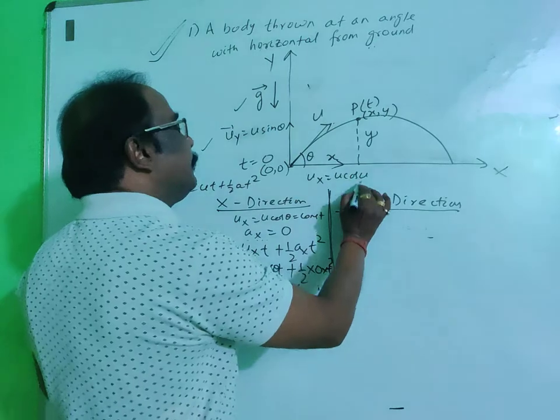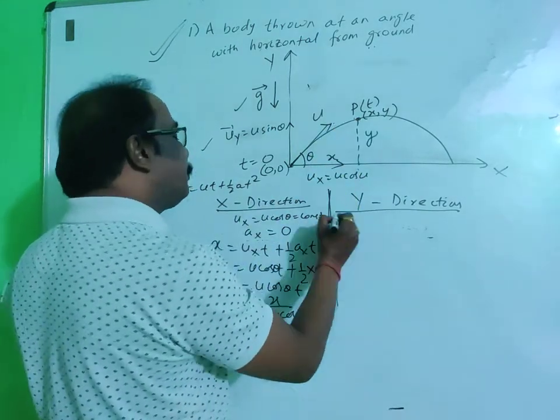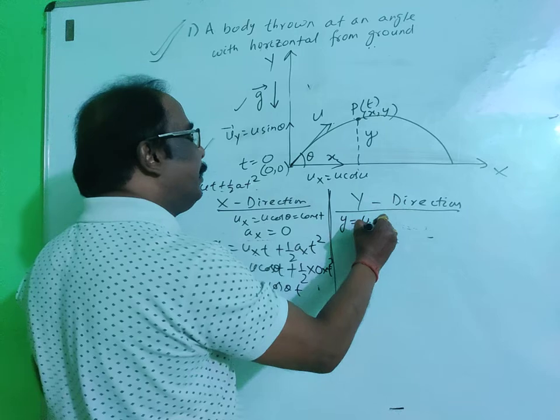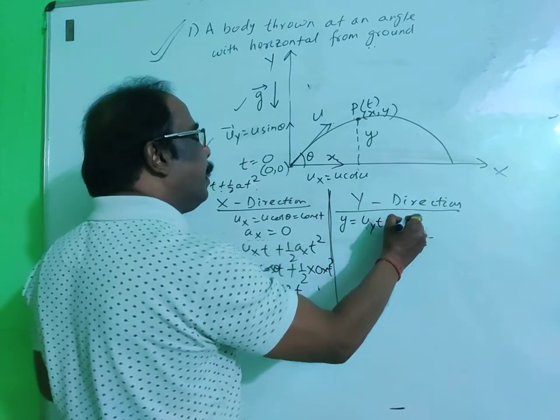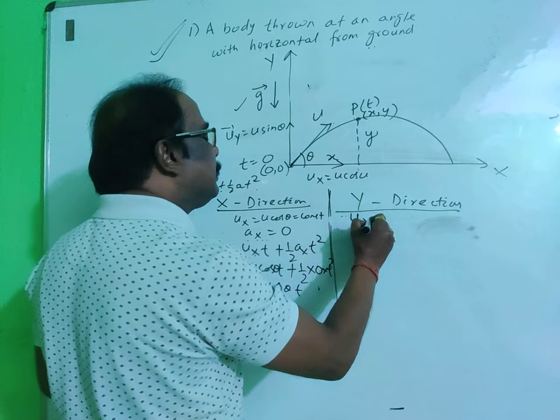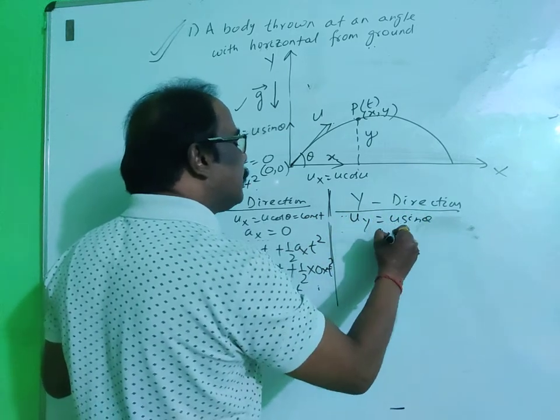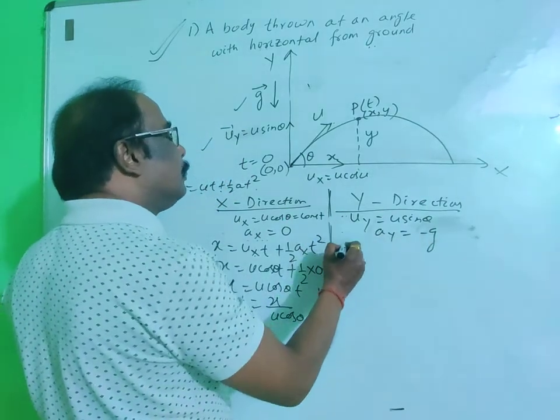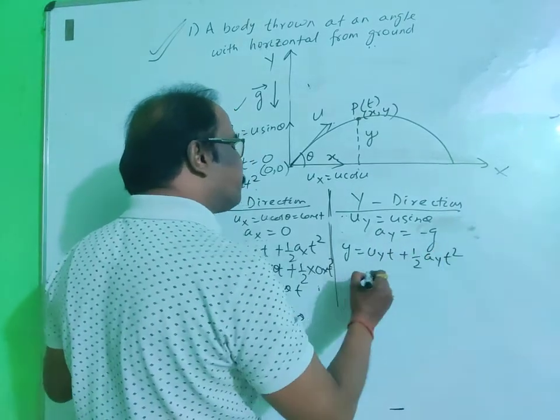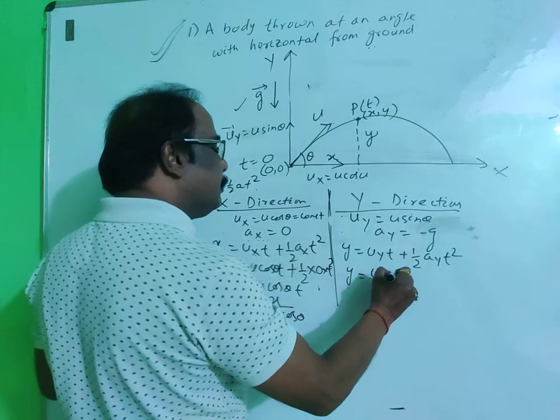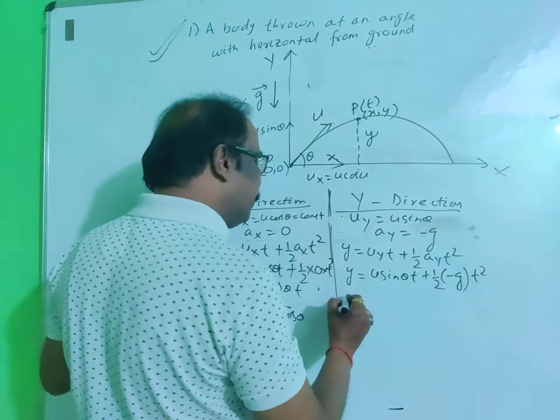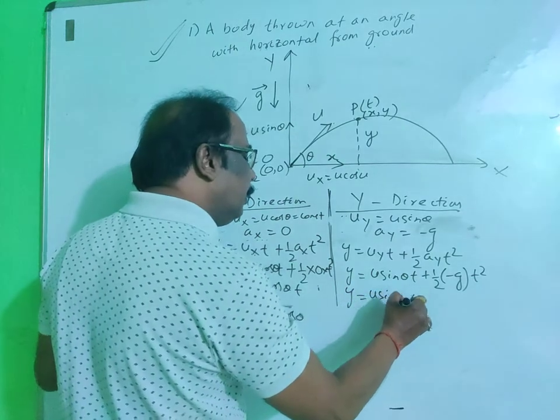Then along the y direction, the displacement is y. Along the y axis, again put the same equation, s is equal to ut plus half a t square. Along the y axis, the initial velocity is uy, that is u sin theta. Acceleration is minus g, opposite to u sin theta. Then s means displacement is y, uy into t plus half ay into t square. Y is equal to u sin theta into t plus half, acceleration is minus g, into t square.